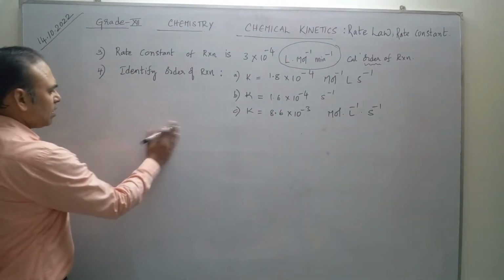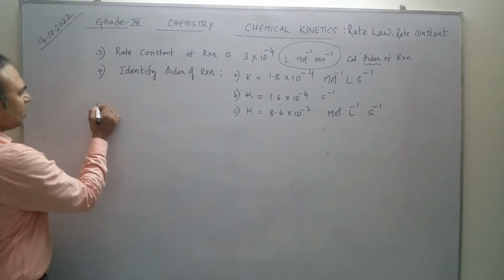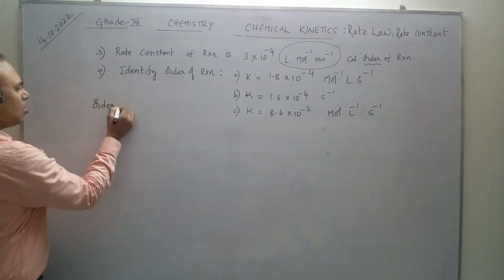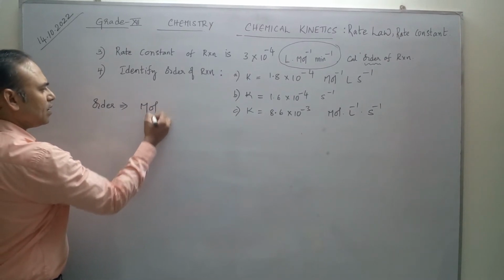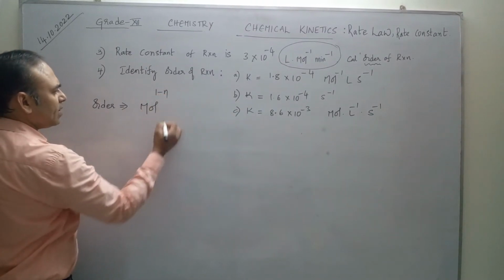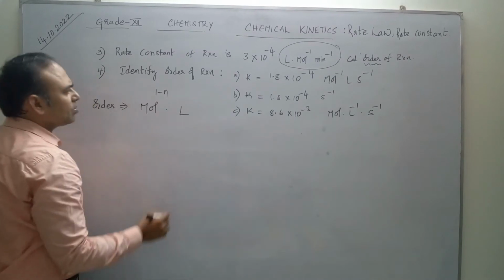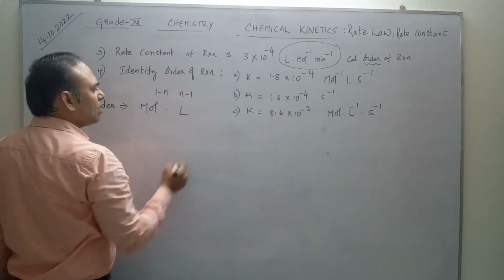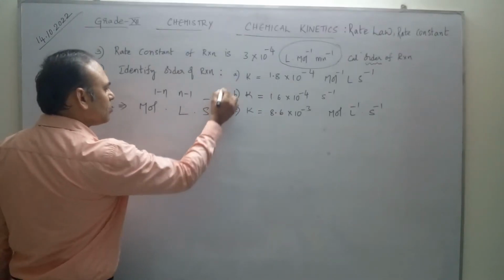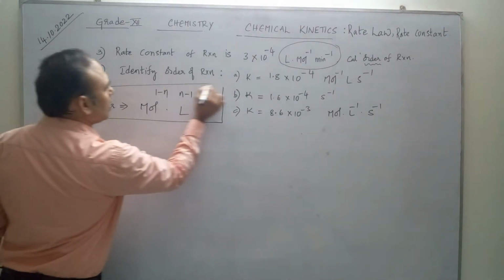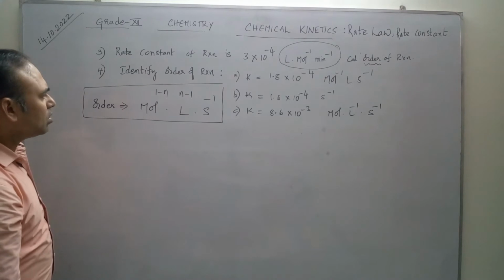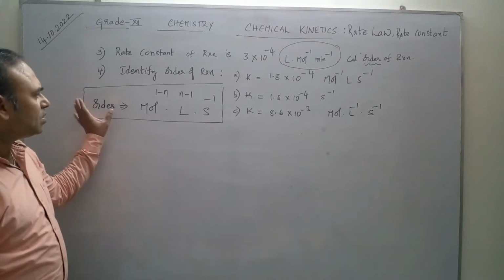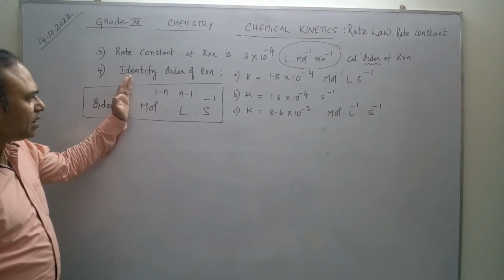So what is the formula here? How to find out the order? The order can be calculated with the unit. How to find the unit? That is mole to the power of 1 minus n, liter to the power of n minus 1 and s to the power of minus 1. So order can be identified by using this, where n is equal to the order of the reaction. So we can find out the order using this particular formula.